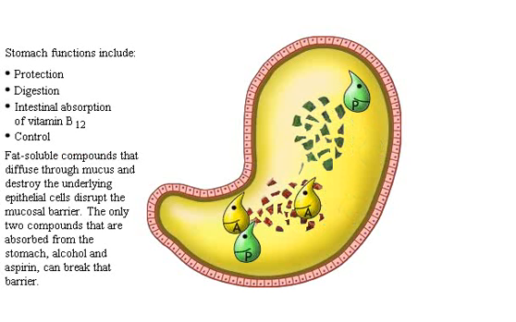Fat-soluble compounds that diffuse through mucus and destroy the underlying epithelial cells disrupt the mucosal barrier. The only two compounds that are absorbed from the stomach, alcohol and aspirin, can break that barrier. Note that no other foods are absorbed across the stomach. Click the martini to continue.